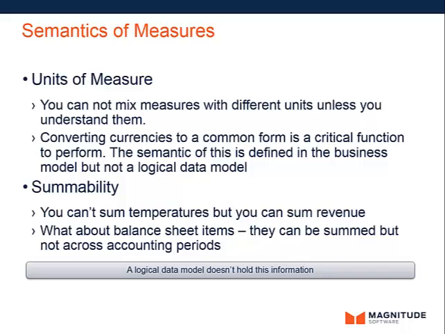Similarly, the semantics that are involved with currency enable us to do currency conversion. And if we understand that, then we can do currency conversion using triangulation techniques, which is what Kaleido does. Can you sum things up? Well, you can't sum temperatures, it doesn't make any sense. And you can't sum balance sheet items across periods, although you can sum them within a particular period. So there is a semantic here that needs to be understood. Logical data models don't hold this type of information, they just hold columns which are numeric.